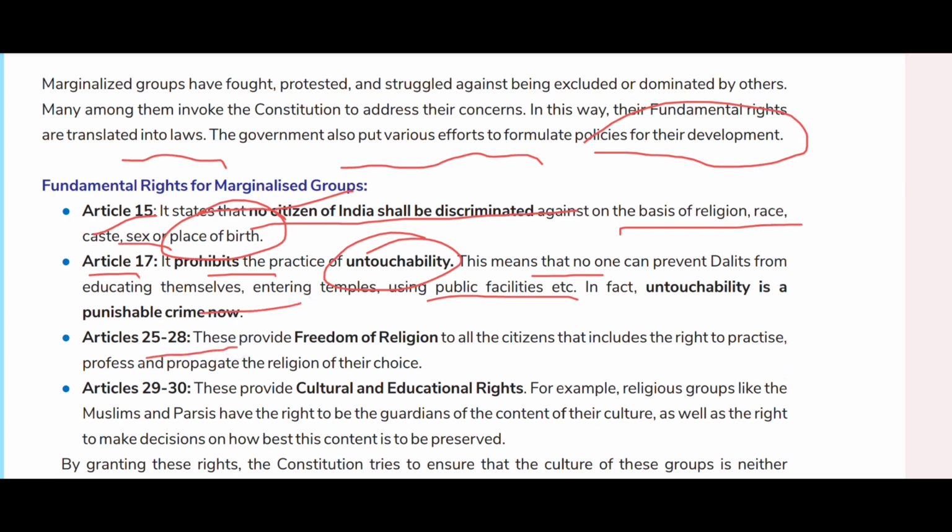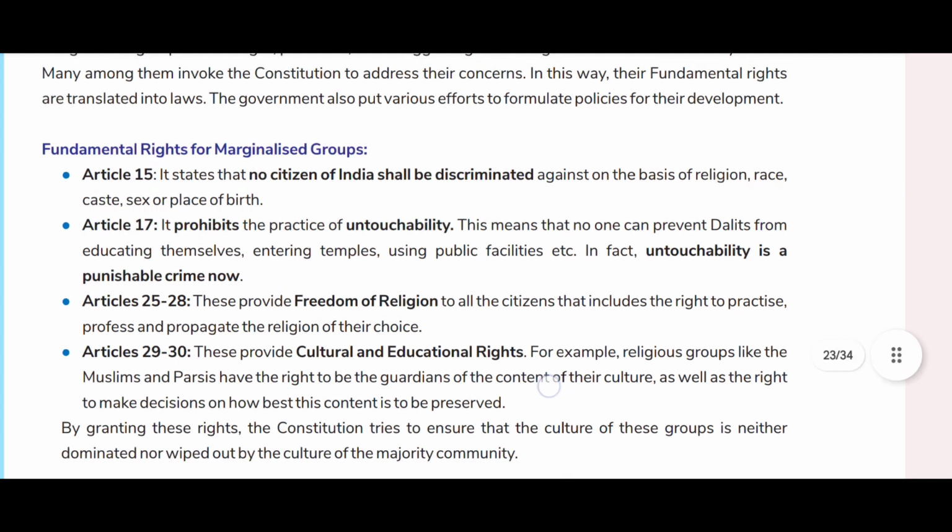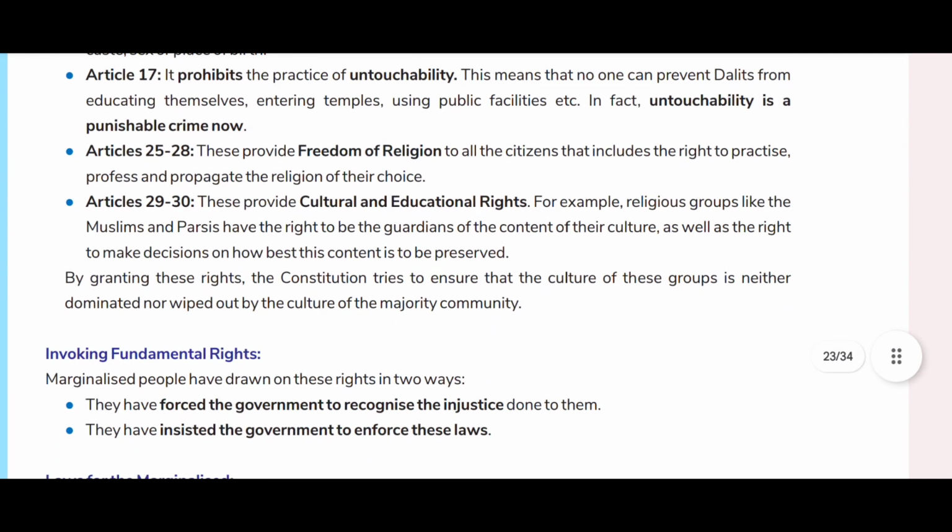Articles 25 to 28 provide freedom of religion to all citizens that includes the right to practice, profess, and propagate the religion of their choice.